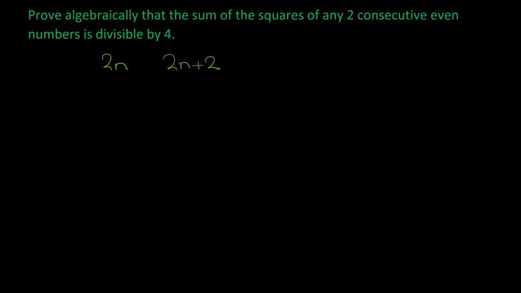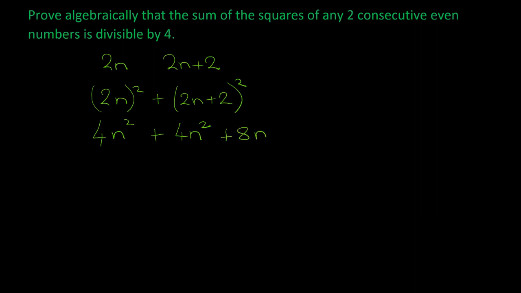So if that's our first even number, we know the next one looks like this. Now it wants us to square them and add them together. So we need to do (2n) squared plus (2n plus 2) squared. So let's remove those brackets. So we'll have 4n squared here, and over here we will have 4n squared plus 8n plus 4. So let's tidy that all up. We're going to get 8n squared plus 8n plus 4.